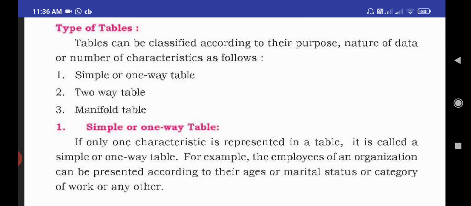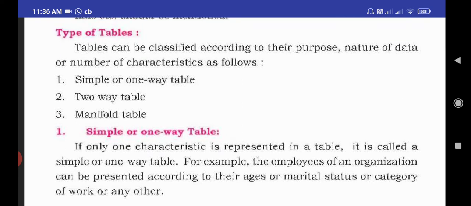So there are three types of tables. Let us know what they are. Tables can be classified according to their purpose, nature of the data or nature of the characteristics as follows. We have three types of tables. First is the simple or one-way table. Second is the two-way table. Third is the manifold table. Let us look at them one by one.